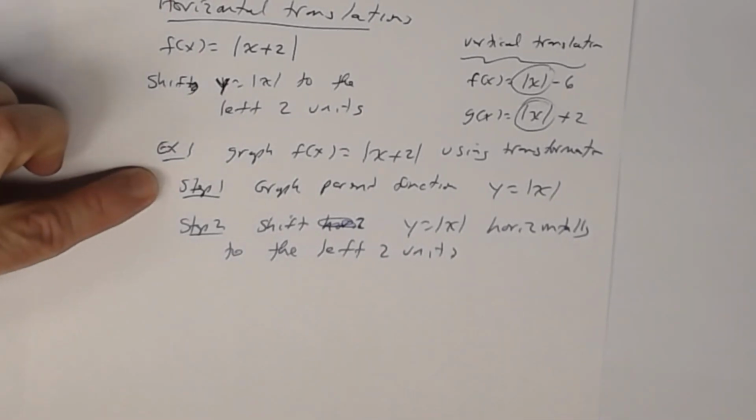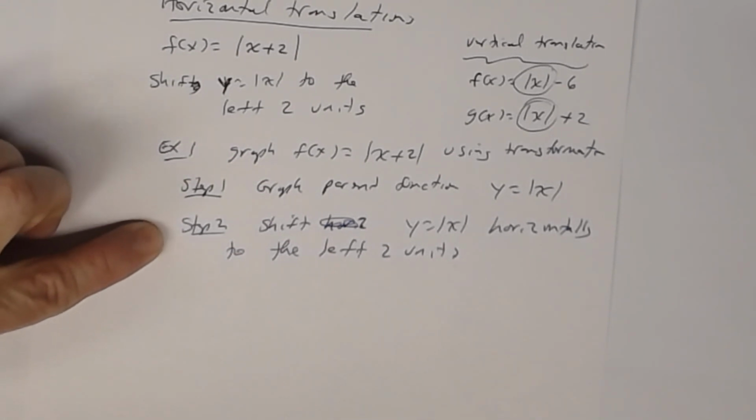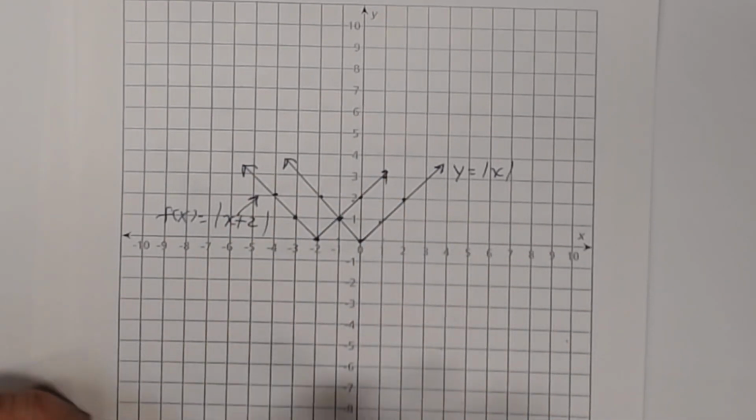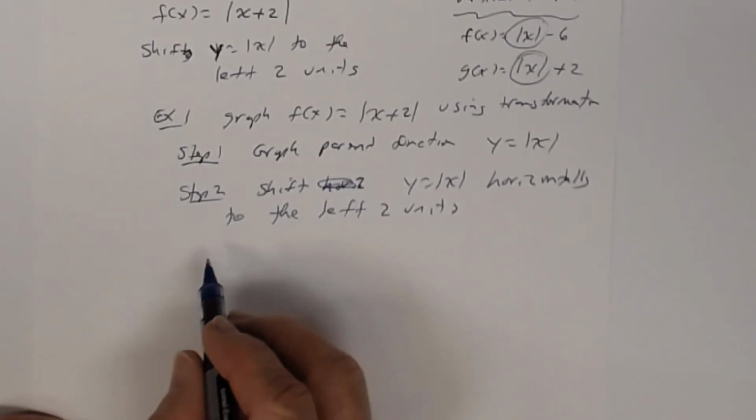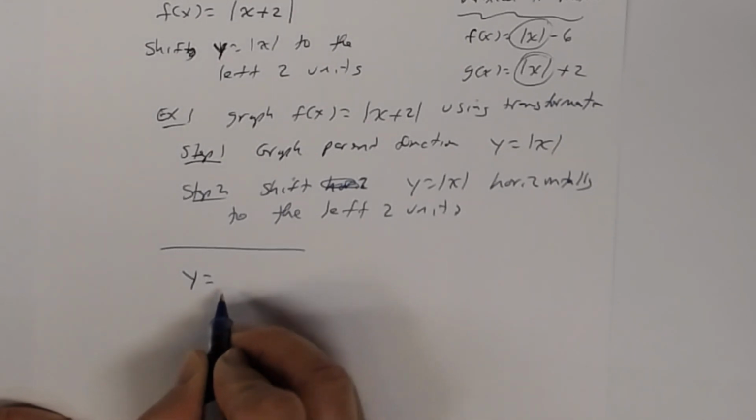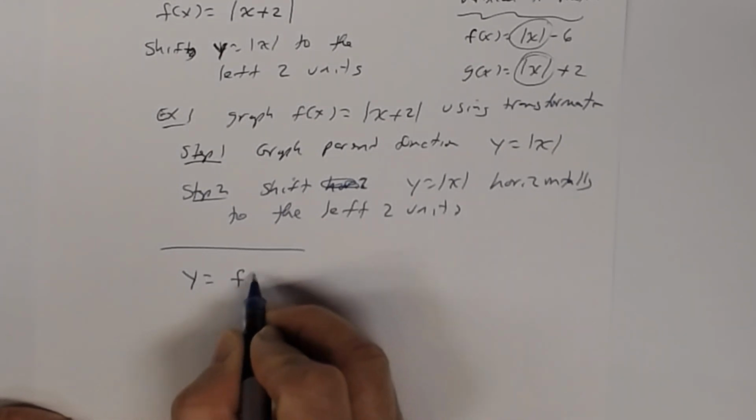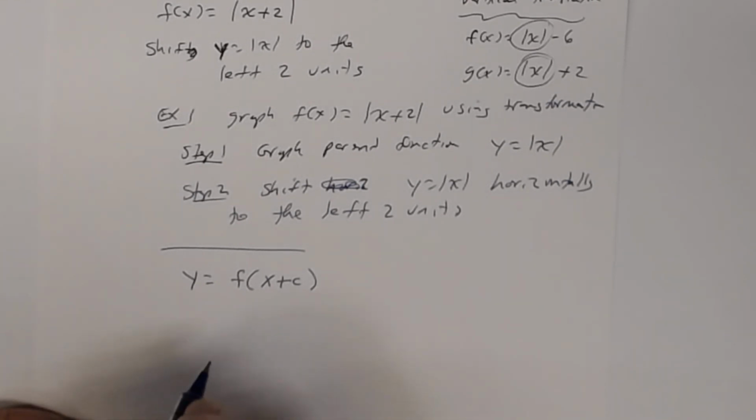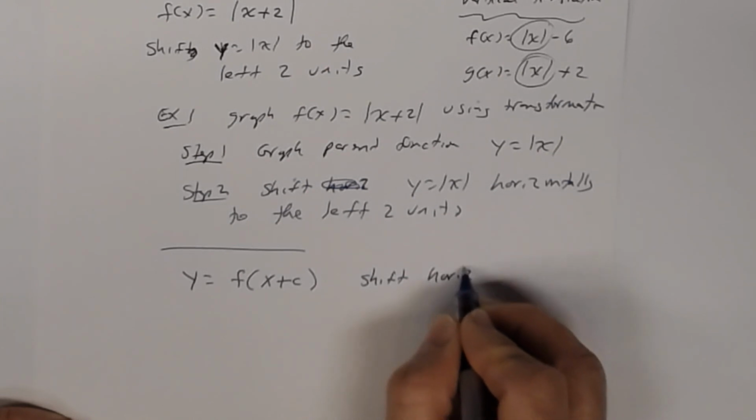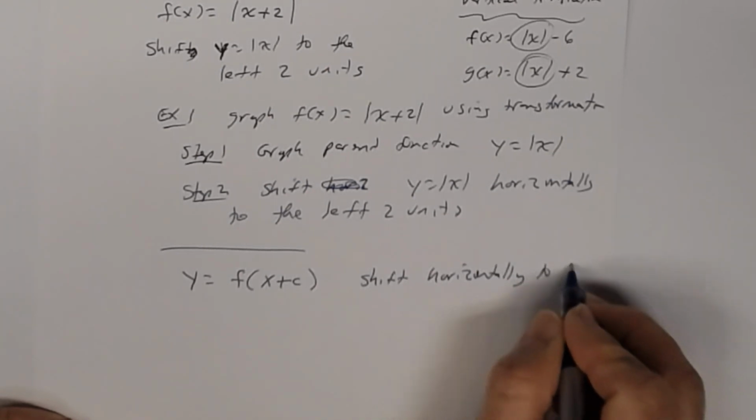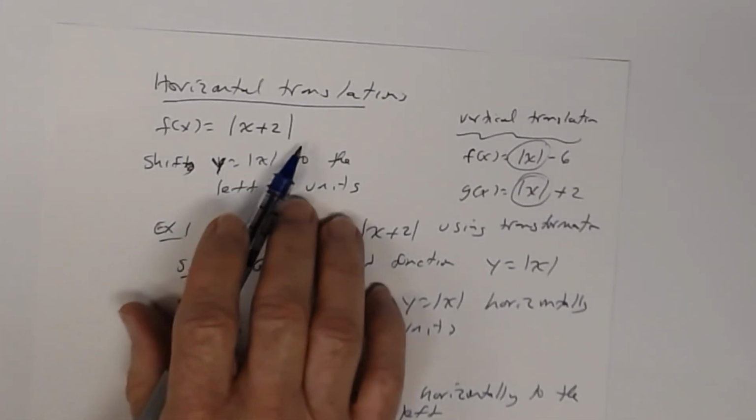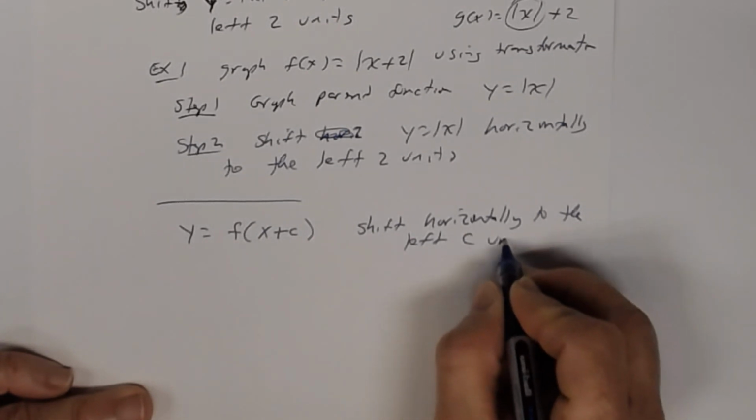So here's your step 1. Here's your step 2. I have to see step 1, step 2 with this. A couple of things I got to mention about horizontal though. Whenever you see y equal f of x plus c, that plus c means you're going to shift horizontally to the left. So remember that plus c. Plus 2, you go to the left, counterintuitive. Shift to the left, c units.